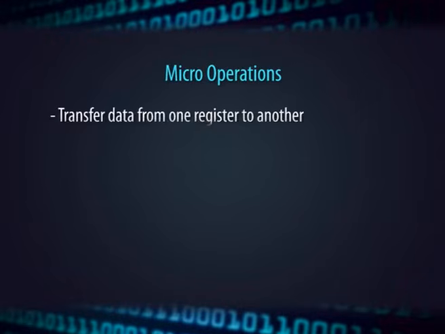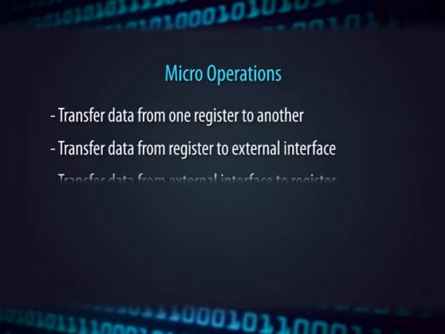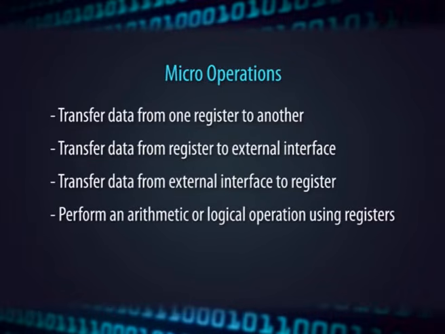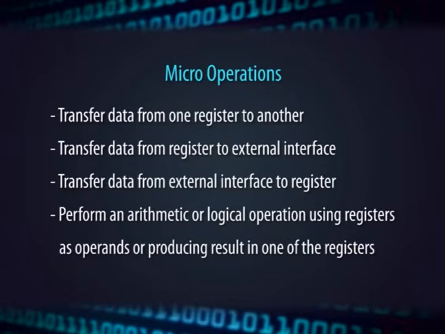A careful analysis of micro operations reveals that all the micro operations fall into one of the following categories. First category is transfer data from one register to another, transfer data from register to external interface, transfer data from external interface to register, perform an arithmetic or logical operation using registers as operands, or producing result in one of the registers. Looking at the above micro operations, we conclude that the control unit performs two basic tasks.